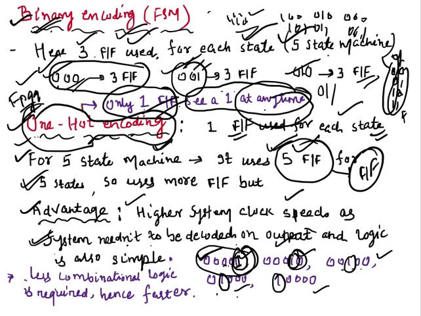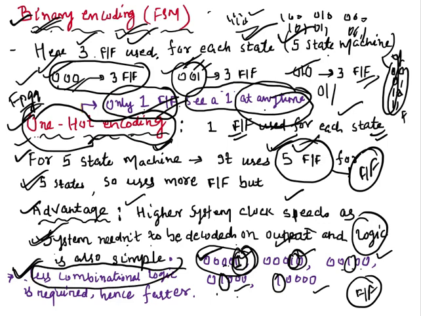Though we are using a large number of flip flops, that doesn't mean that it is definitely going to take more hardware. Another advantage here is that less combinational logic is required, because there is no need of decoding, and the logic is so simple here. If less combinational logic is used, then definitely the system will be faster. So this is the one main advantage of using this one hot encoding technique.